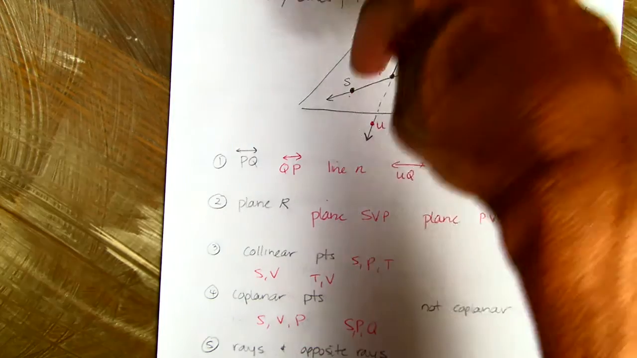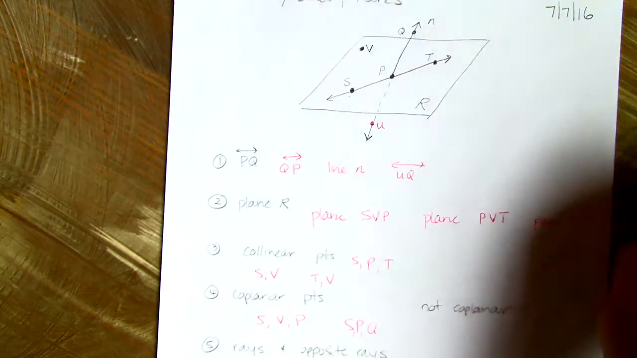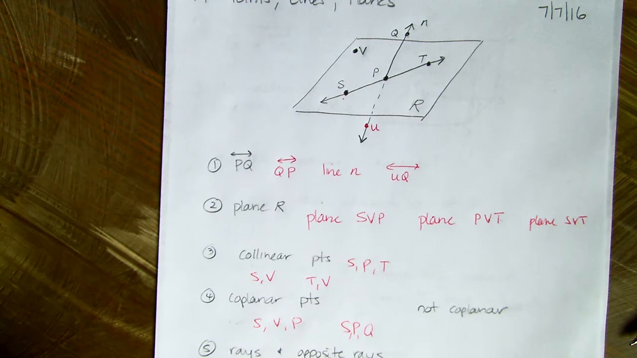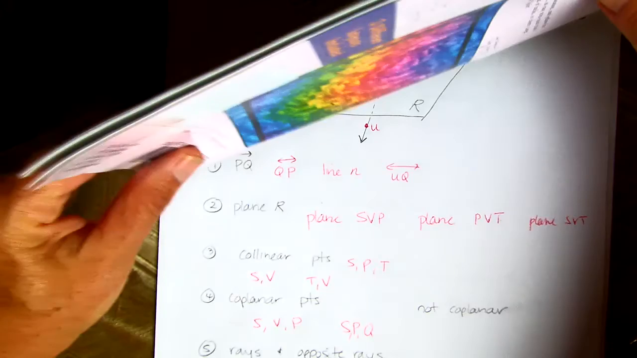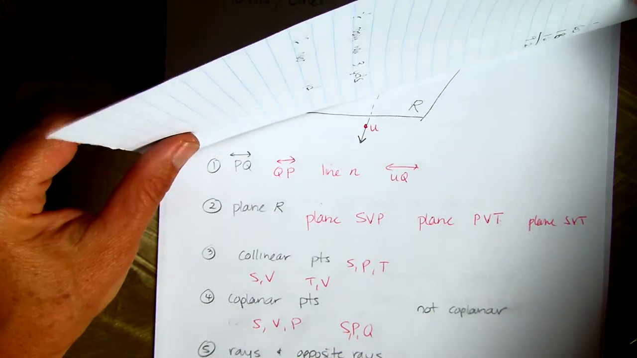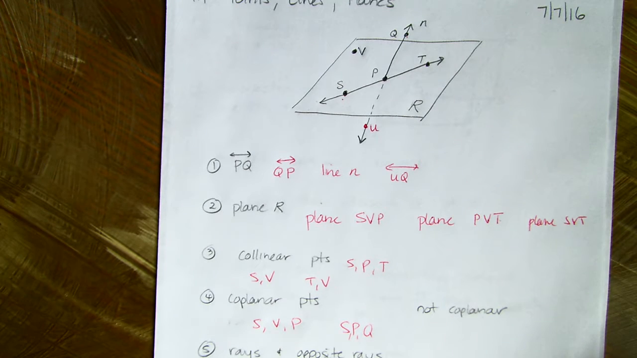Notice that line N is intersecting the plane, so it's coming down through it. So if I had a vertical sheet of paper, if I had something vertical coming down through, that would define that plane SPQ. Any 3 points are coplanar.